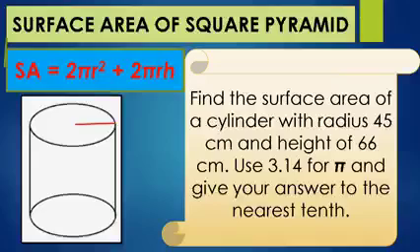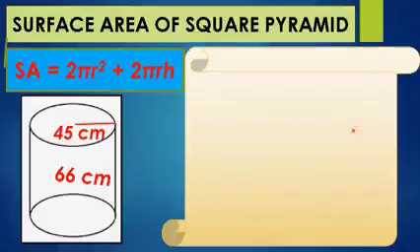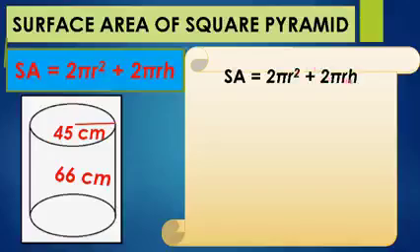Find the surface area of a cylinder with radius 45 centimeters and height of 66 centimeters. Use 3.14 for pi and give your answer to the nearest tenth. Again, okay, gagamit tayo ng 3.14 is the value of your pi. And we have the following measurements. Yung taas ng ating cylinder is equivalent to 66 centimeters, while the radius of our bases is equal to 45 centimeters. Using the formula that we have SA is equal to 2 pi r squared plus 2 pi r h.